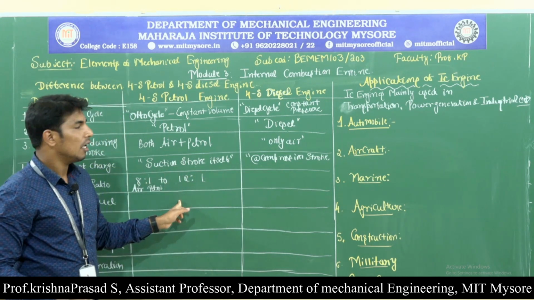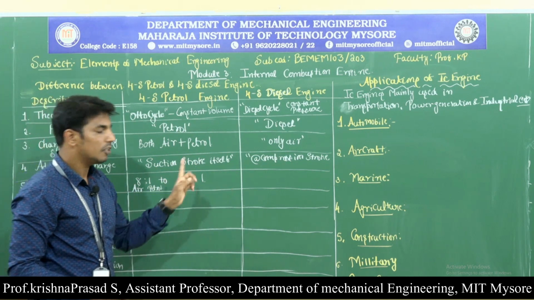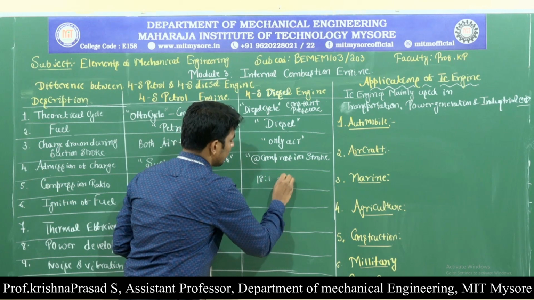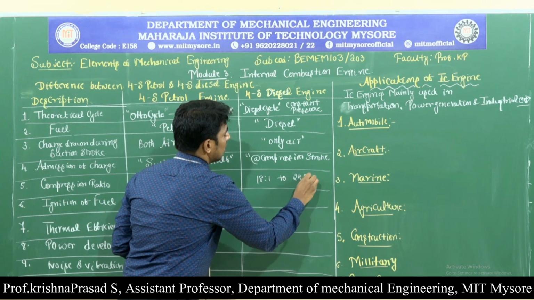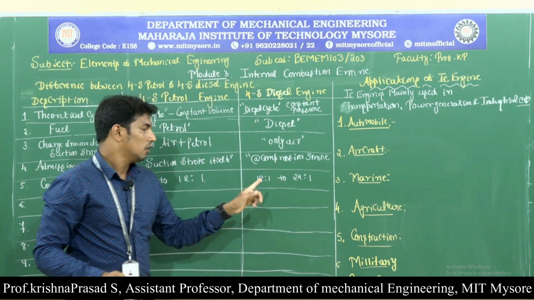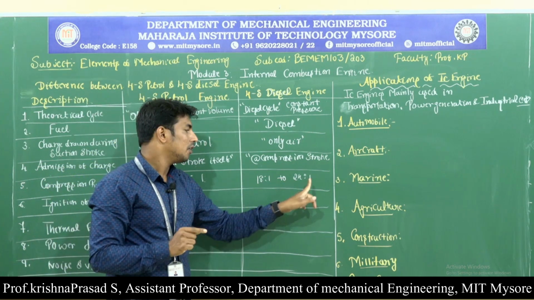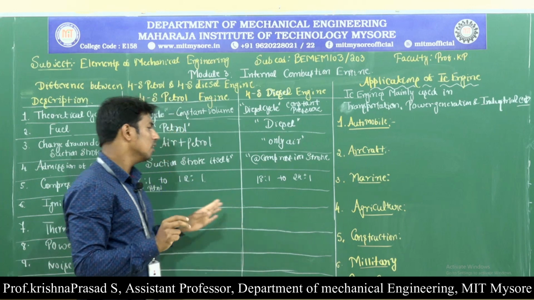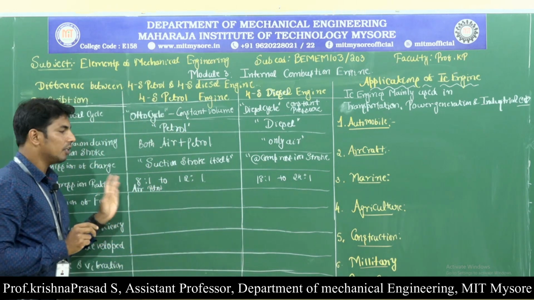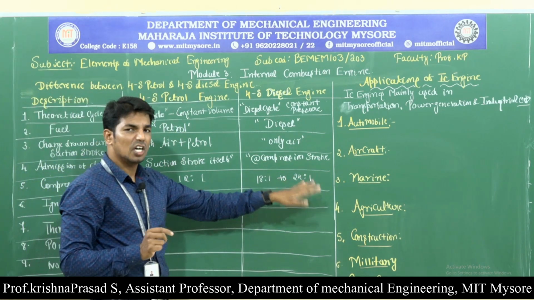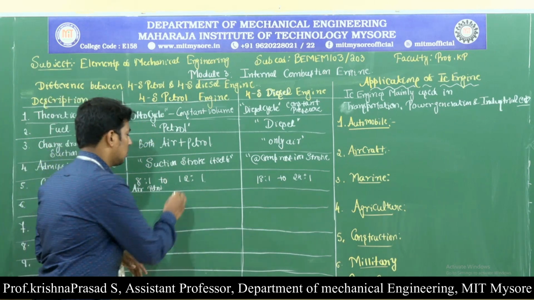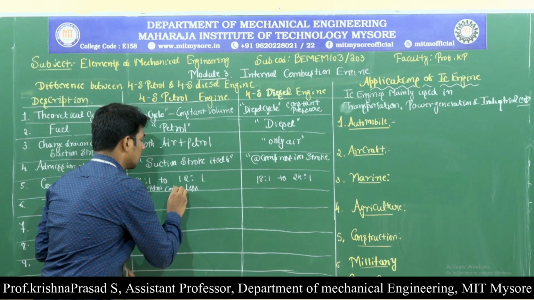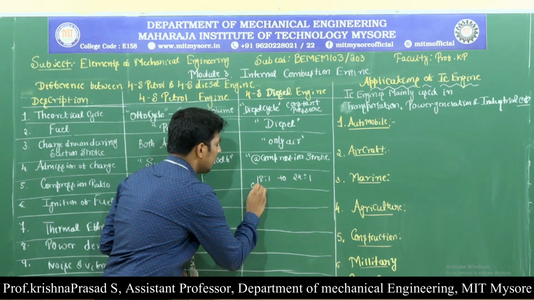But in the case of the diesel engine, the compression ratio is very much high, that is 18:1 to 24:1. That means in order to burn 24 particles of air, only 1 particle of diesel is more than enough to completely burn. Hence the compression ratio in the case of the diesel engine is very much higher compared to the petrol engine. Here it is comparatively less, here comparatively more.